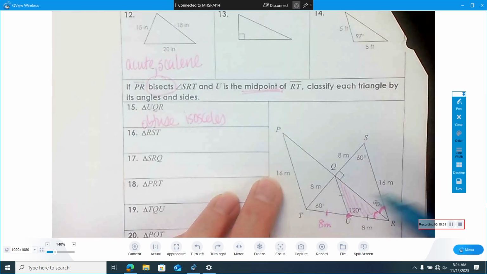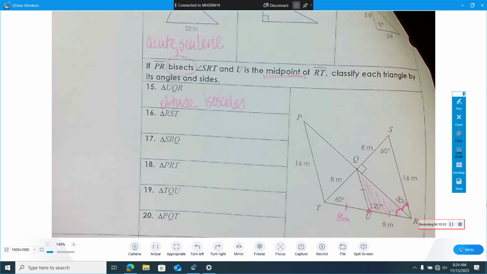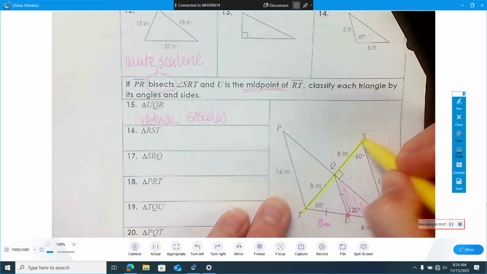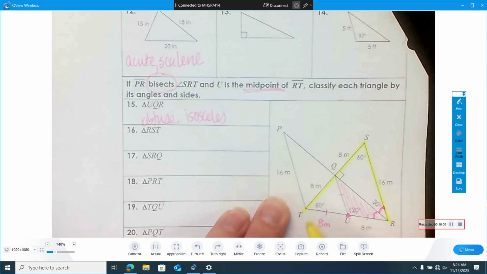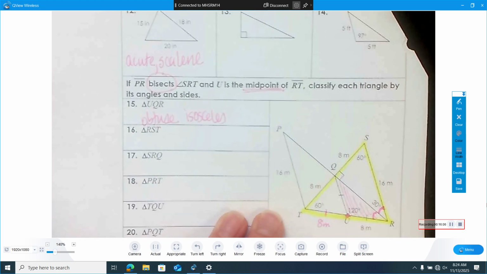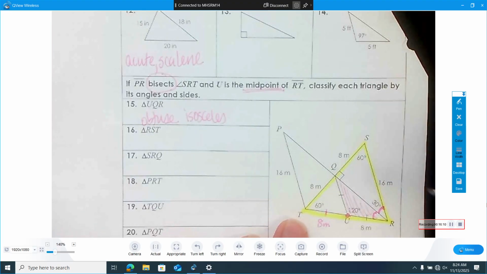All right, triangle RST. Oh, I'm going to highlight that triangle. Again, sometimes it's really helpful to use colors, especially on complicated pictures like this. So triangle RST is my highlighted triangle. Tell me about that triangle. Equilateral. How do you get equilateral?